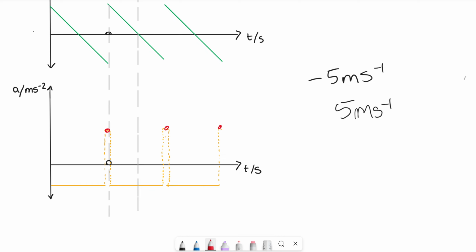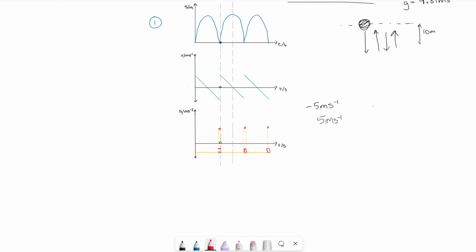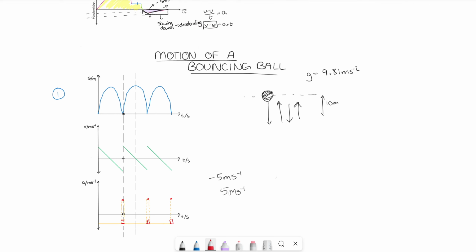But usually that time period is so tiny that even digital meters don't really recognize it, so it just appears as a gap on the graph. So you just have this gap in the acceleration value that you're recording. That's all it means. So that is everything you need to know.